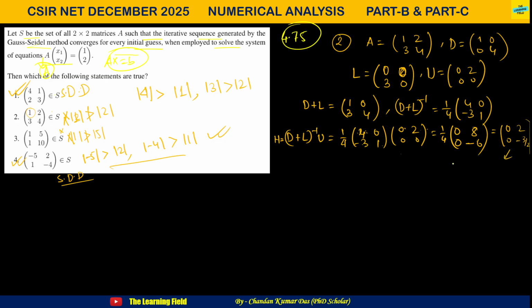So this is clearly a matrix. Since this is an upper triangular matrix, the eigenvalues are directly 0 and minus 3 by 2. You can say it directly. Now, what is the rho of H?